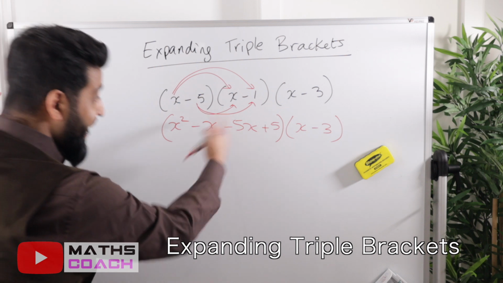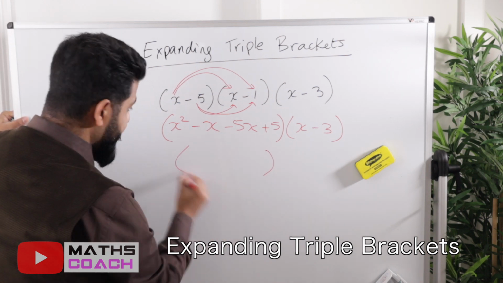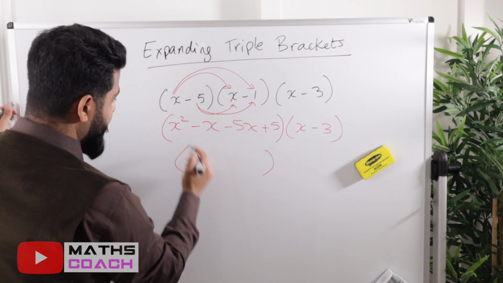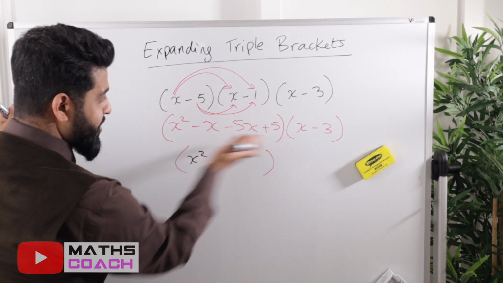Okay, so collect the like terms here inside this bracket. It's going to get smaller because we're going to collect the like terms. So what is that going to give us? That's going to be x squared. There is nothing else, x squared family.